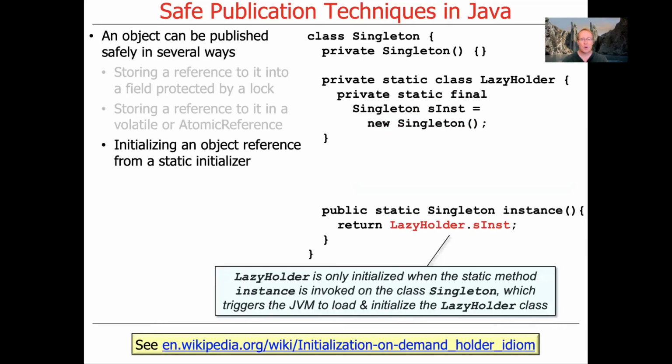So lazy holder, the initialization of this, is only initialized when the static method instance is invoked on the class singleton, which will then trigger the Java virtual machine or whatever the execution environment is to load and initialize the lazy holder class. So this is yet another way to do safe publication using clever techniques.